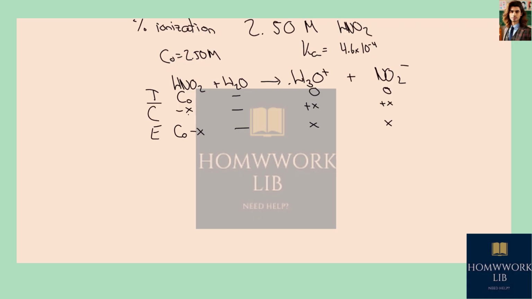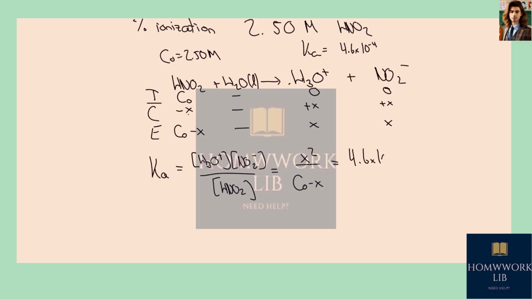So what we want to do is to solve for the value of x in this equation. In this case, Ka is going to be equal to the equilibrium concentration of H3O plus times the concentration of NO2 minus divided by the concentration of HNO2. Remember that water is not going to enter since it is a condensed phase and its activity is defined as 1. So this is going to be equal to x squared divided by C0 minus x after replacing values that were given here. And at the same time, this should be equal to 4.6 times 10 to the minus 4.